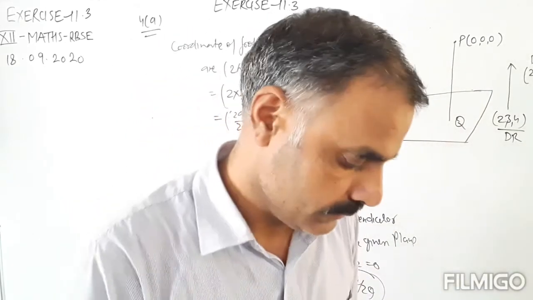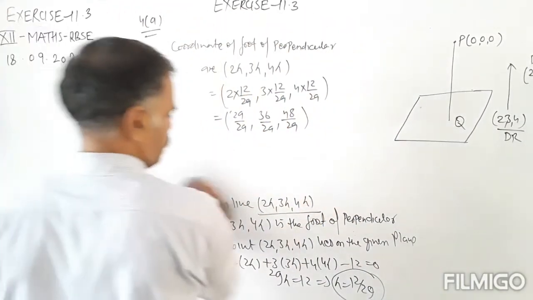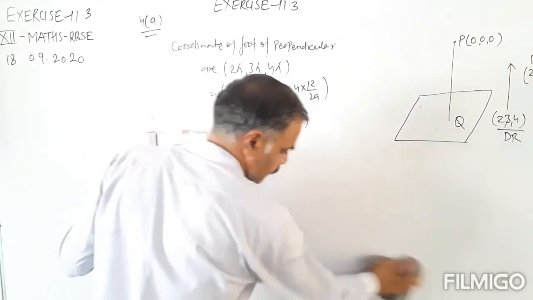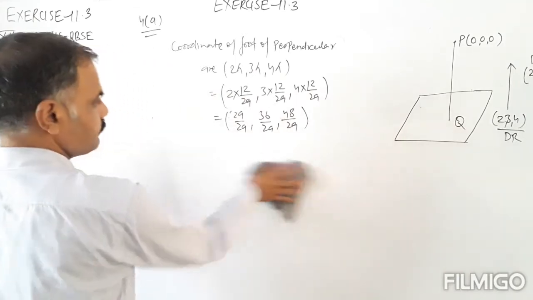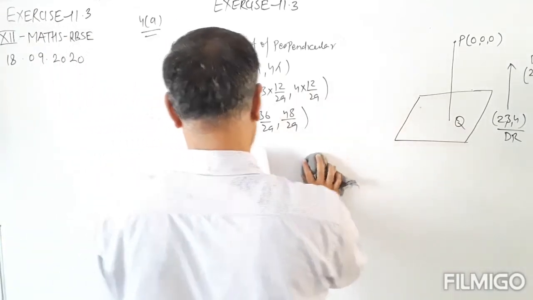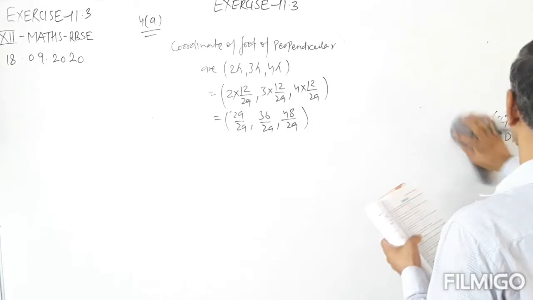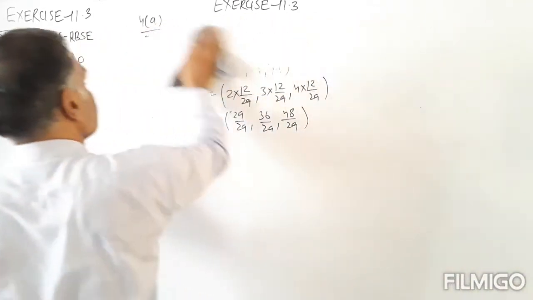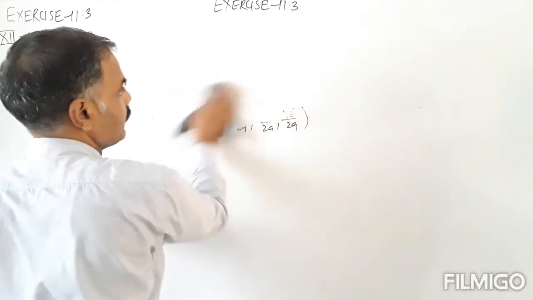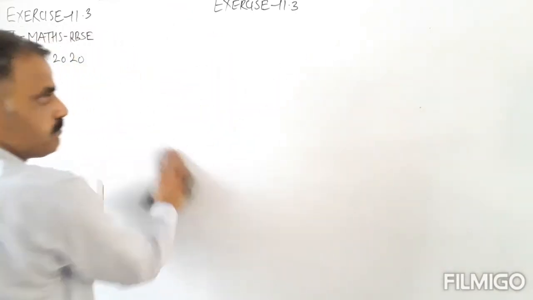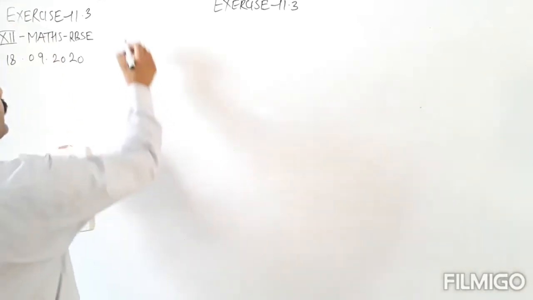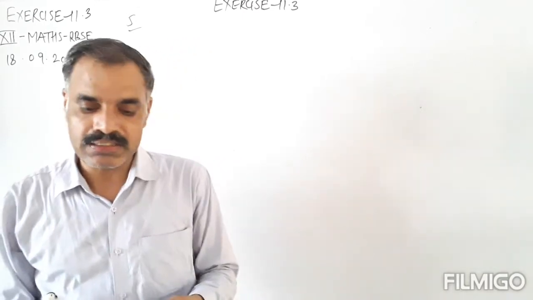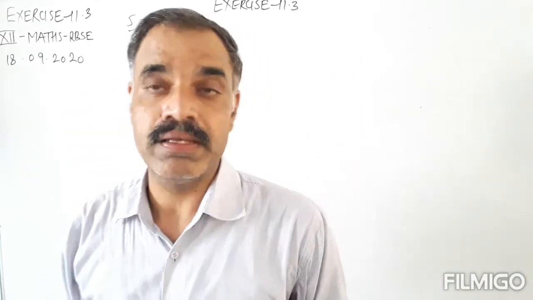Now, take the next question, question number 5 of exercise 11.3: find the vector and the Cartesian equation of the plane.